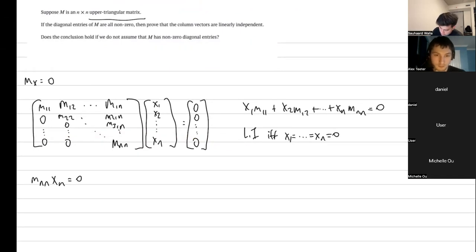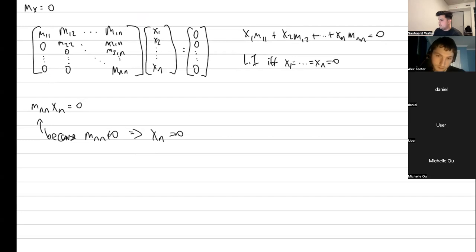Xn is equal to 0. Perfect. Because m and n does not equal to 0, we're given that, right? We're saying that all the diagonal entries are non-zero. Therefore, xn is equal to 0. Okay, so we proved xn is 0. Now we have to prove everything before xn is equal to 0, right?